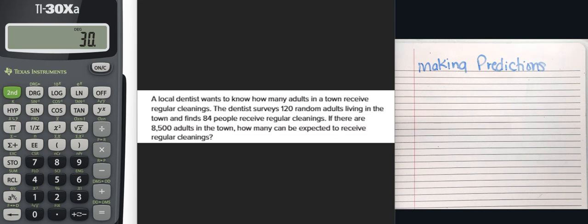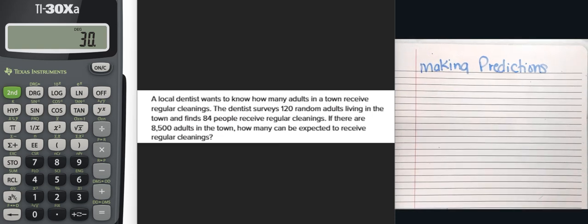All right, so we have another example where we are going to make a prediction. So we have a local dentist. He wants to know how many adults in a town receive regular cleanings. The dentist surveys 120 random adults living in the town, and he finds 84 people receive regular cleanings. If there are 8,500 adults in the town, how many can be expected to receive regular cleanings?